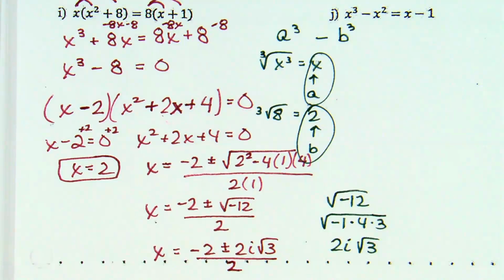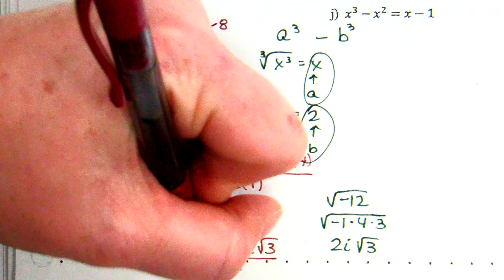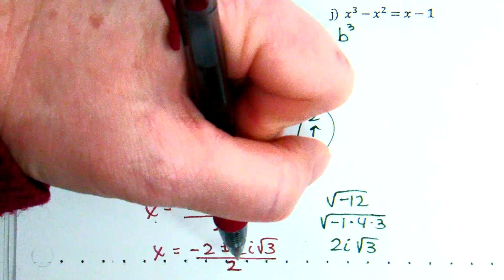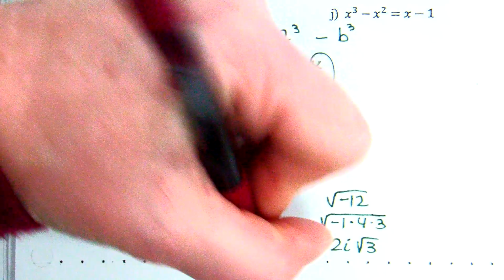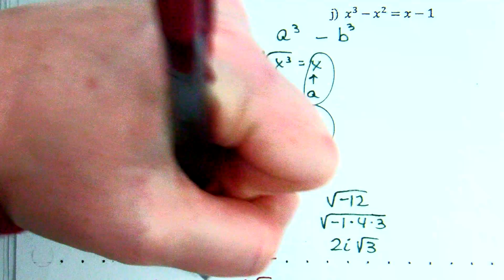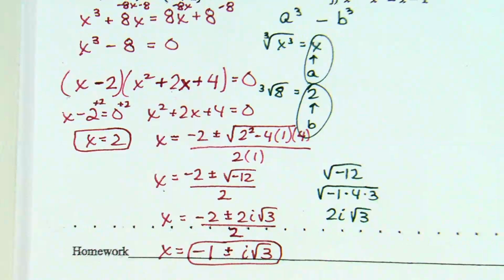Last step. Can I simplify that? Yeah. What do these all have in common? A 2. Can all three terms divide by a 2? Yeah. Out front, what is negative 2 divided by 2? Negative 1. Plus or minus 2i radical 3 divided by 2. The 2's cancel and I have i radical 3. So I wrote, sounds like I'm off the screen, negative 1 plus or minus i radical 3.